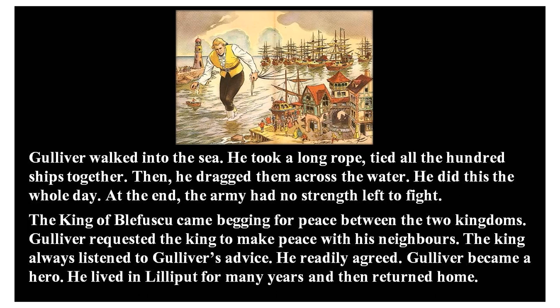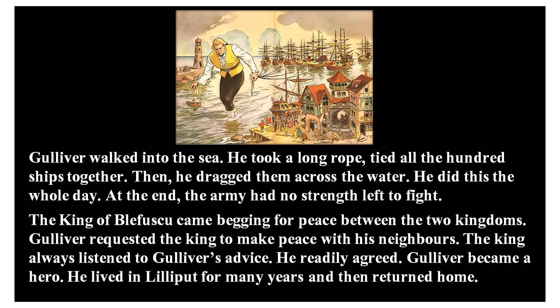Gulliver went into the sea. He took a long rope, tied all the 100 ships together, and started dragging them in the water from one side to the other side for the whole day. At the end, the army of enemies were all tired because they were not able to manage their ships from Gulliver, because every time the ships were dragged by him.